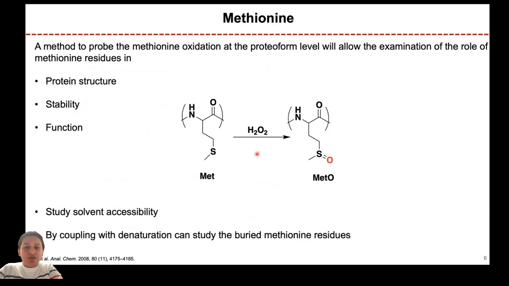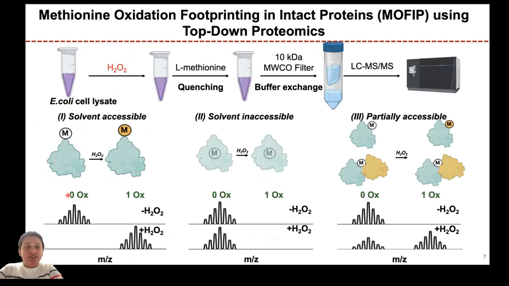By making use of this reaction, we can extend this method to study the solvent accessibility of methionine residues, as well as if we couple the hydrogen peroxide reaction with denaturation, we can study the buried methionine residues as well. So here we have developed a novel top-down method that helps us study the solvent accessibility of the methionine residues in proteoforms. Here we call it methionine oxidation footprinting in intact proteins.